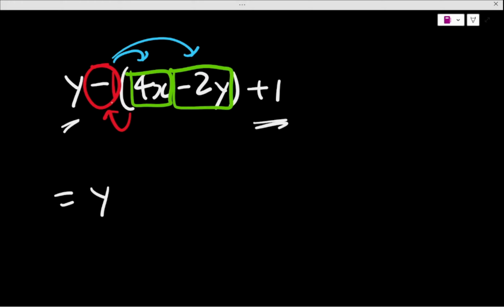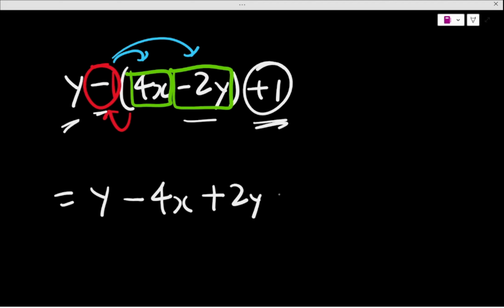So we have a minus 1 times a 4x. Minus 1 times 4x is minus 4x. Next, we have minus 1 times minus 2y. Two negatives multiplied together make a positive. So this is equal to positive 2y. Don't forget we have 1. And this is our final answer.